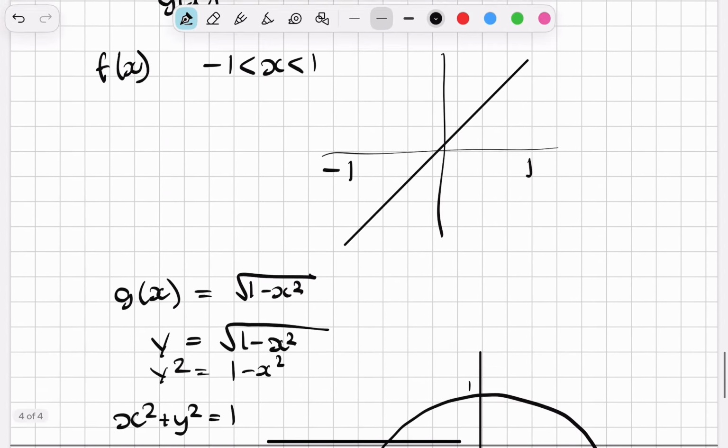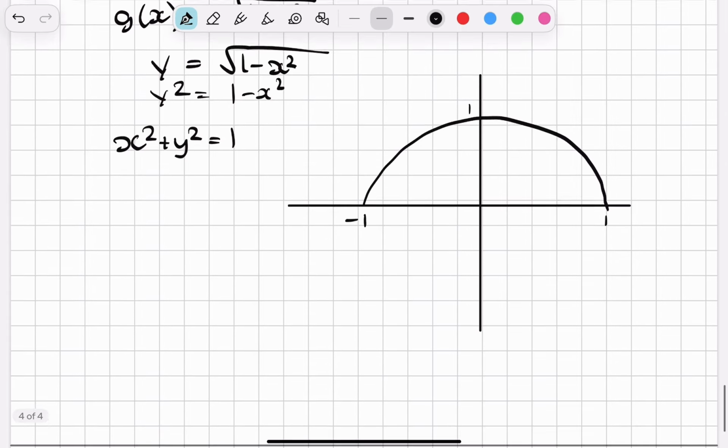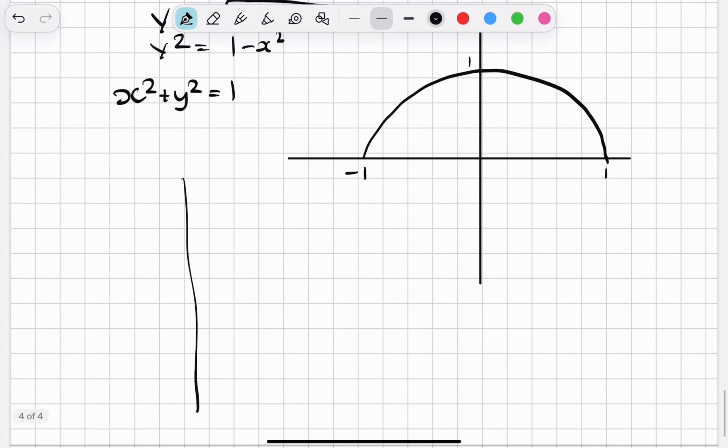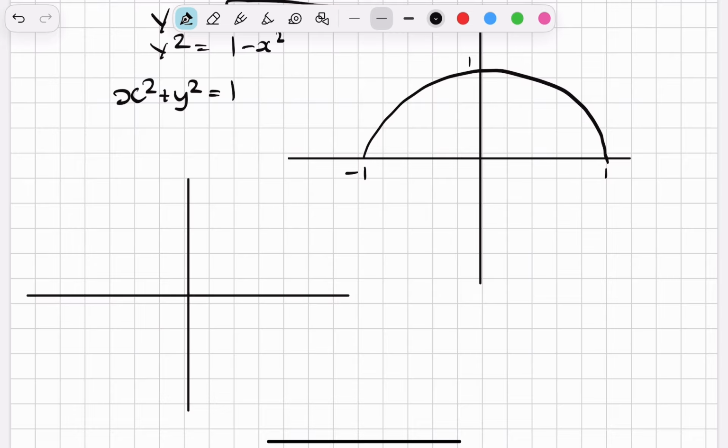And now, if we divide our first graph by the second, we get a shape like this. And now you have two ways to sketch this graph.